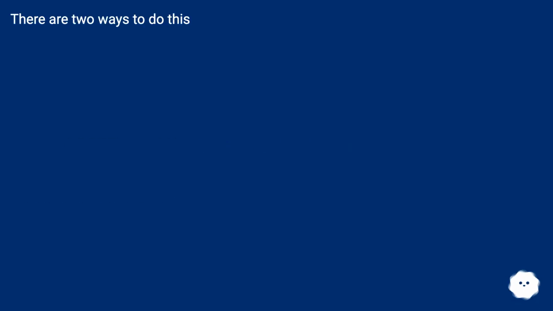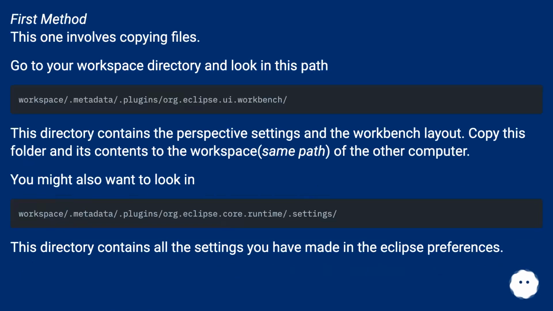There are two ways to do this. First method. This one involves copying files. Go to your workspace directory and look in this path. This directory contains the perspective settings and the workbench layout. Copy this folder and its contents to the workspace, same path, of the other computer.